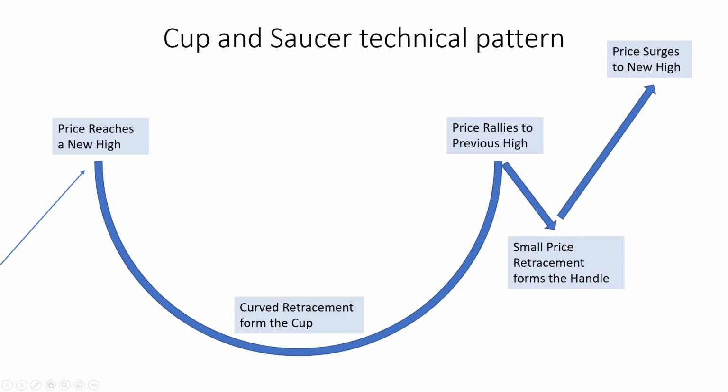But after this small retracement, the price then rallies. So it then rallies back to this previous high that's been hit twice, but instead of finding resistance, it surges through to a new high.